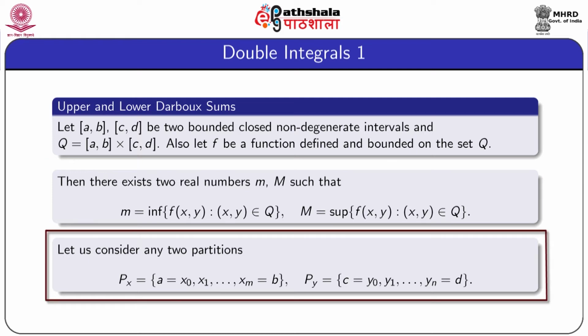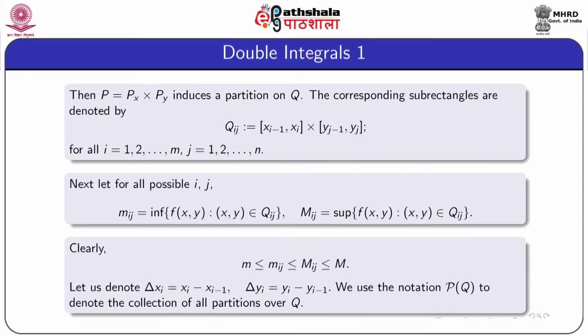Let us consider any two partitions Px equal to A equal to x0, x1 up to xm, which is B, and Py is C equal to y0, y1 up to yn, which is D. Then P equal to Px times Py induces a partition on Q. The corresponding subrectangles are denoted by Qij equal to [xi minus 1, xi] Cartesian product with [yj minus 1, yj] for every i from 1 to m and every j from 1 to n.